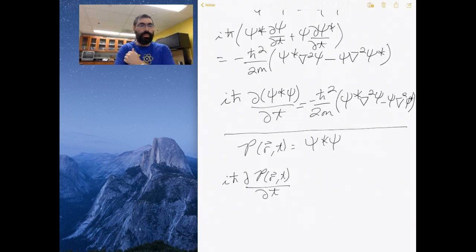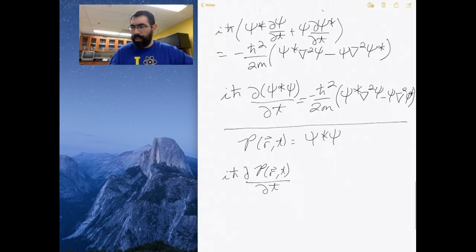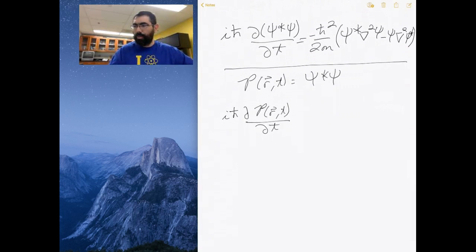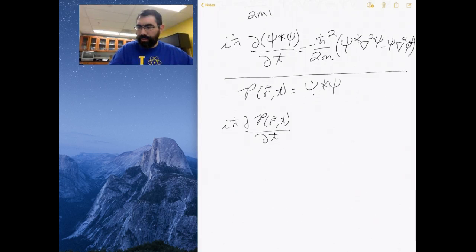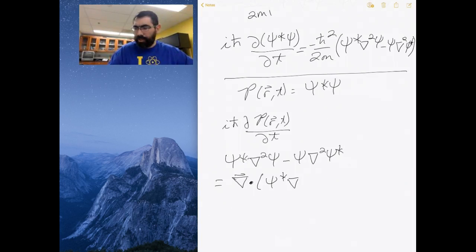Well, in this one, we want to reduce it a little further into something more familiar. What we can show is that psi star del squared psi minus psi del squared psi star is the same thing as the dot product of the del operator with psi star gradient of psi minus psi gradient of psi star right here. So we can put that into the equation now.